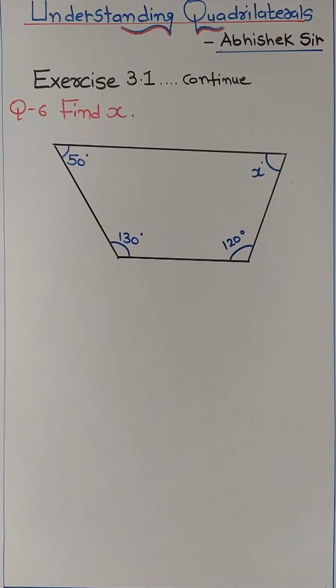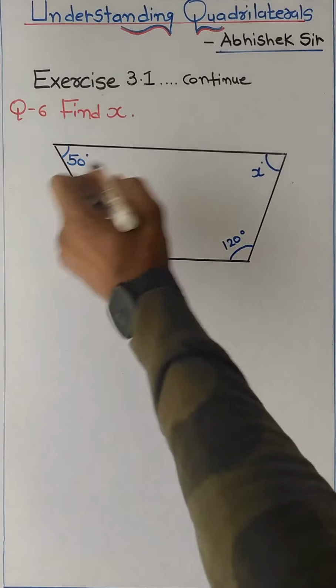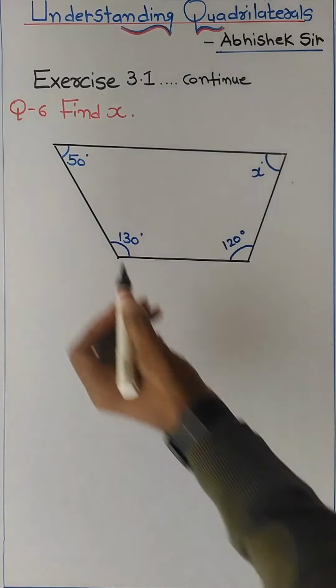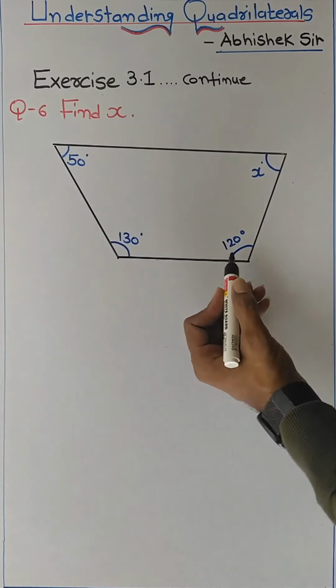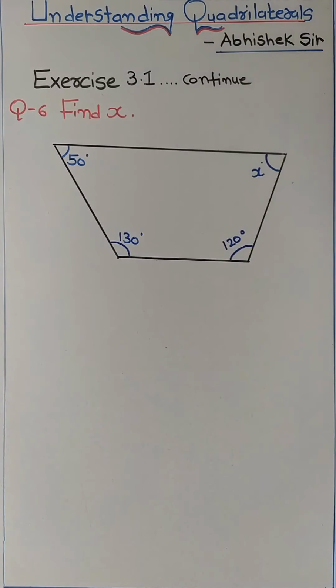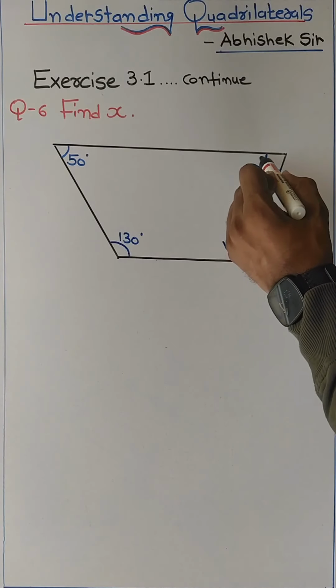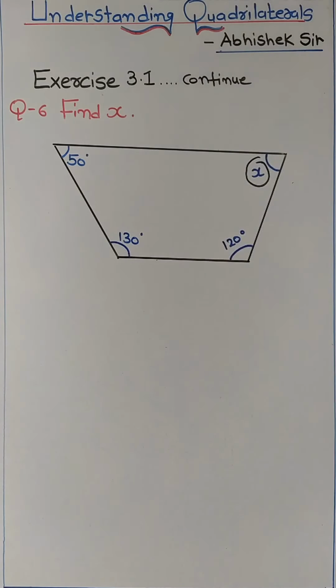See, in this first figure you can see a quadrilateral in which 3 angles are given. One is 50, one is 130, one is 120, and the last one is x. So what we are doing is we are finding angle x. Before solving this kind of questions, we have to know about angle sum, right? That we have already discussed.